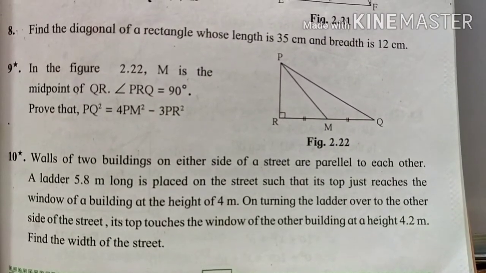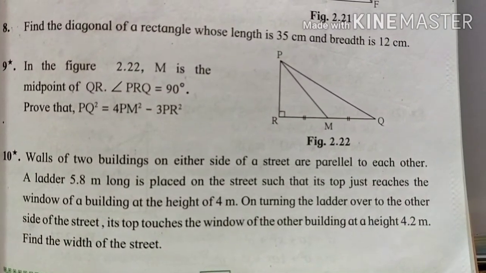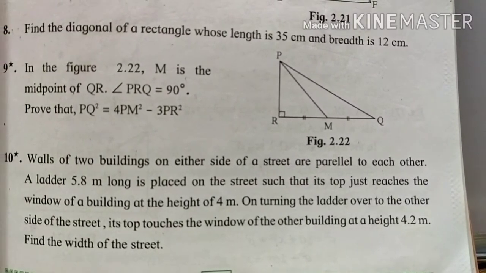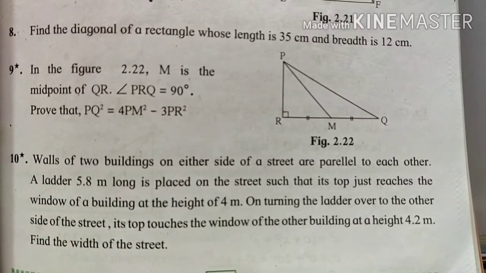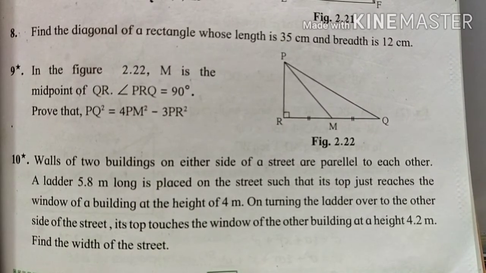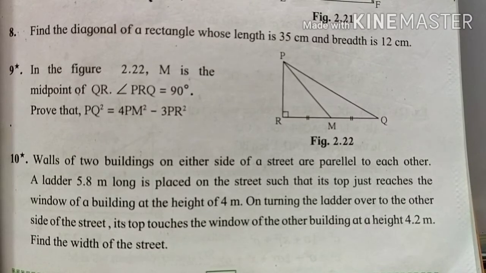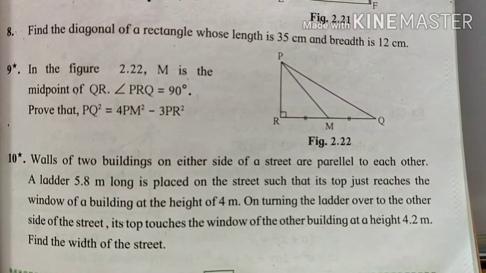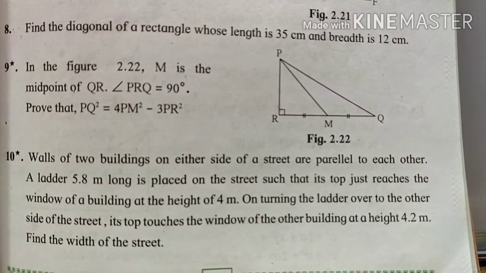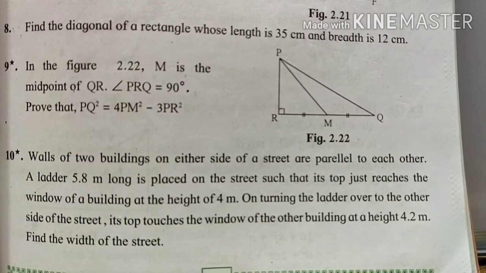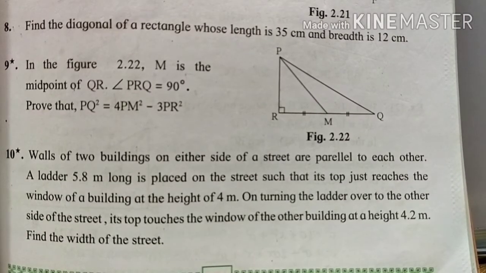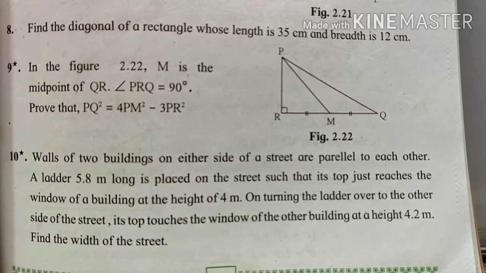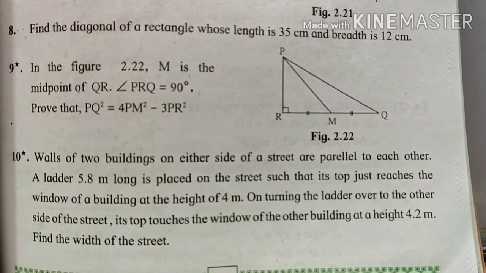Okay, now in 10th example, it is given that walls of two buildings on either side of a street are parallel to each other. A ladder 5.8 meter long is placed on the street such that its top just reaches the window of a building at a height of 4 meter. On turning the ladder over to the other side of the street, its top touches the window of the other building at a height of 4.2 meters. Find the width of the street.